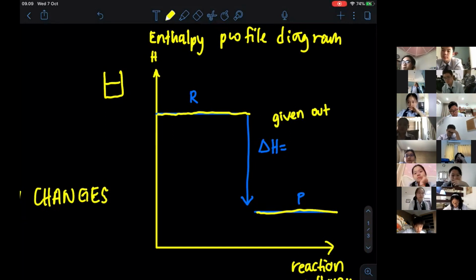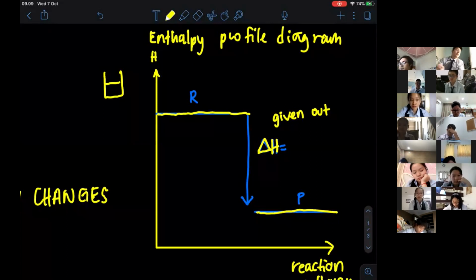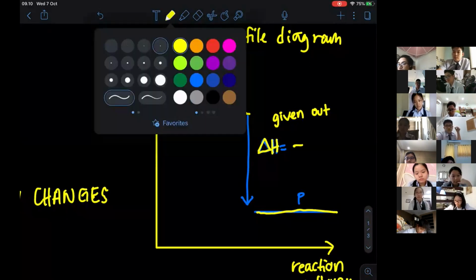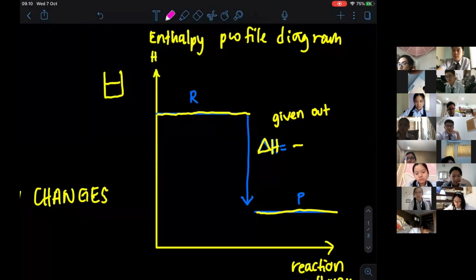So Kiara, can you help me with the enthalpy change? This is triangle H. I already told you triangle shows us change, and H is going to be enthalpy. So is it going to be positive or negative? Negative. Very good. So it's negative. Is this exothermic or endothermic? Can Drew tell me? Exo. So this is going to be exothermic.